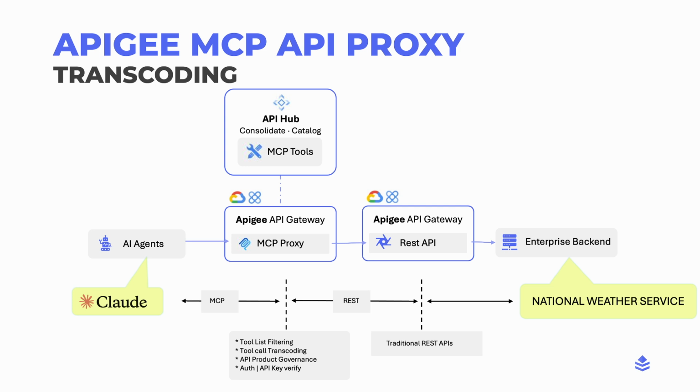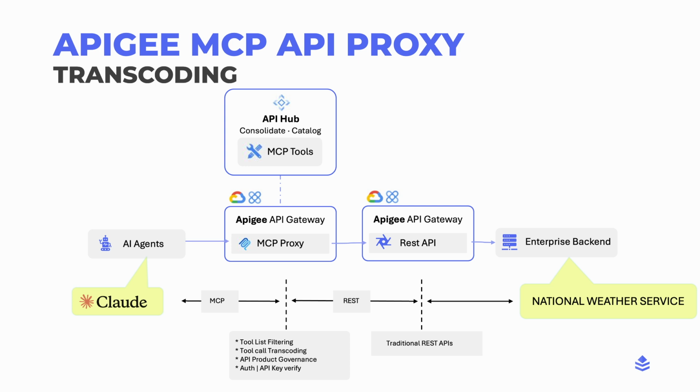The original backend is a regular REST API, but I do not want the AI client to connect directly to the backend. Instead, I want to expose this API through Apigee and then make selected operations available as MCP tools. The architecture has two important parts.